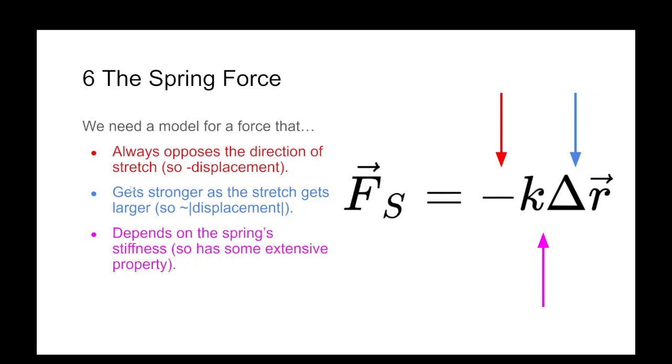But I also need this force to get stronger as I stretch the spring farther. So if I stretch the spring and keep stretching, it gets more difficult for me to pull it farther because the force is getting stronger. So that's why we have a delta R here. This delta R just means the displacement from equilibrium. So we're taking R equals 0, the origin, to be our equilibrium point where the spring likes to live.